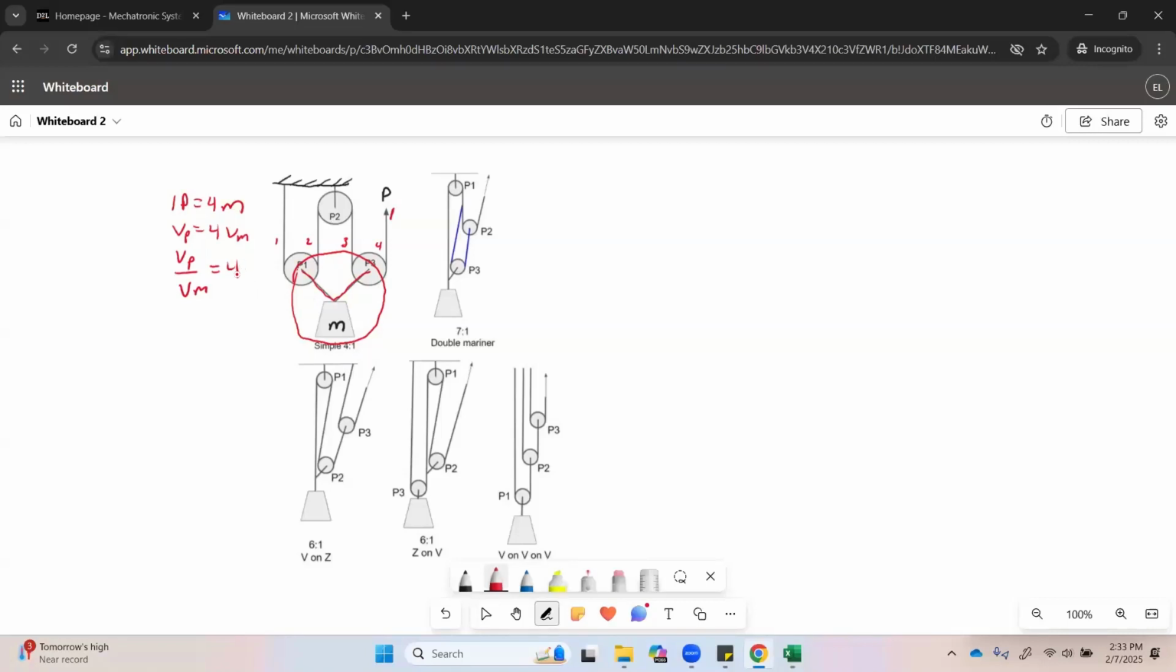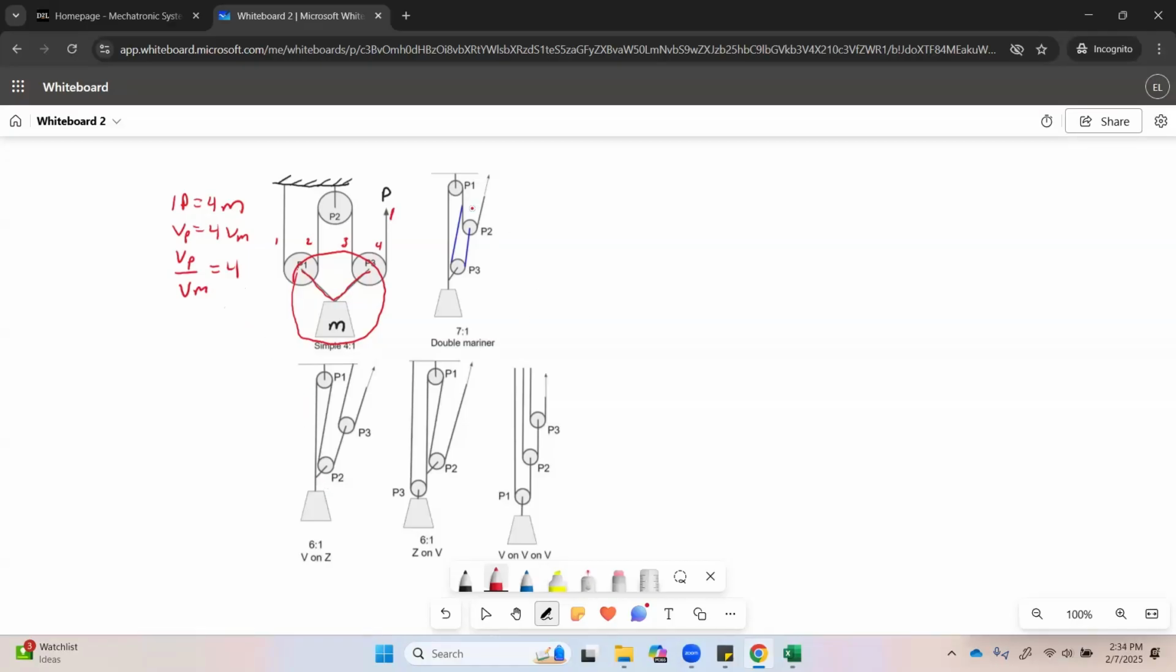If it asked you for velocity, then you have to include the sign, positive or negative, in this mechanical advantage. So just take note of that, whether it's on a homework or a test or something. Does it ask you for speed or does it ask you for velocity? Because if it asks for velocity, you need to know the direction.